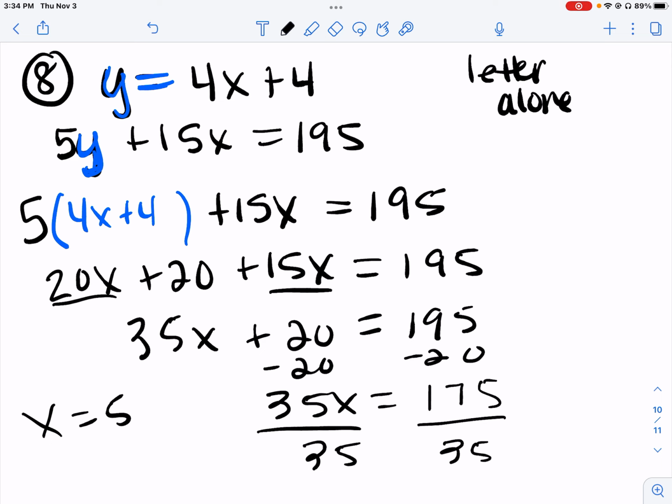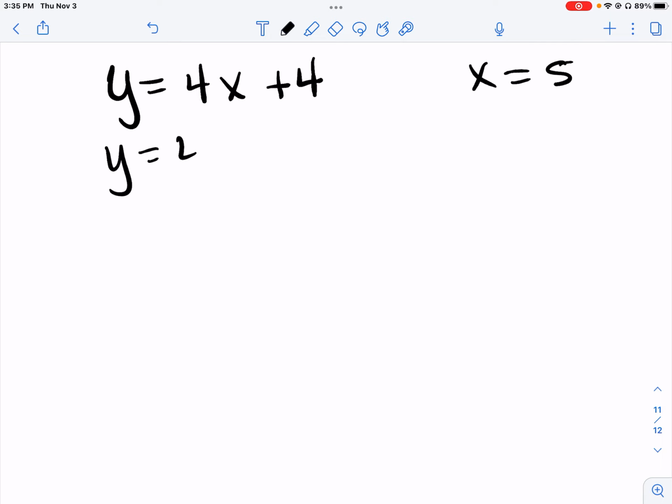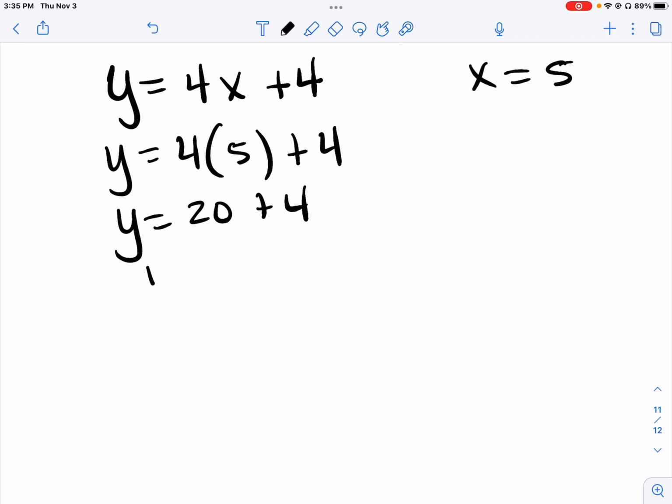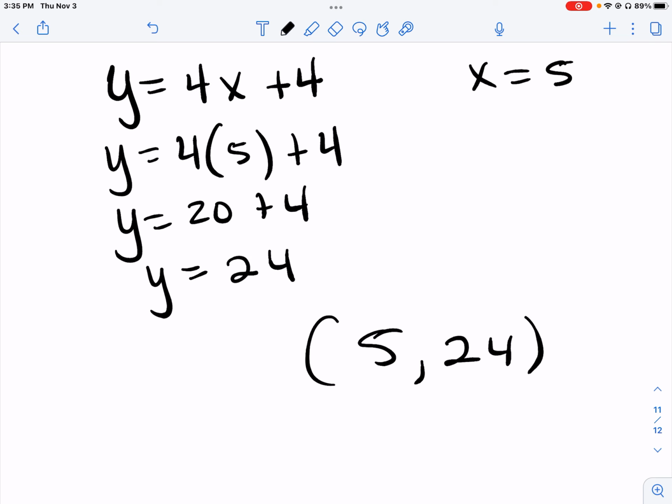Now I still need y. The easier equation to find y is the one where y is equal to. And we just found x to be 5. 4 times 5, 20 plus 4. So x, y.